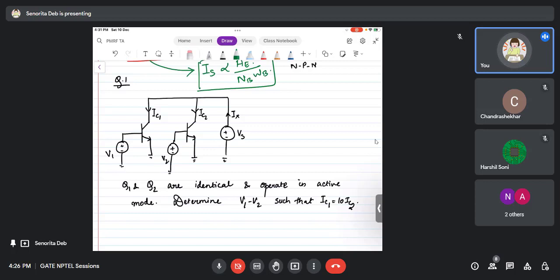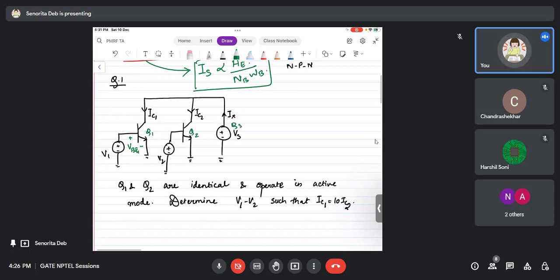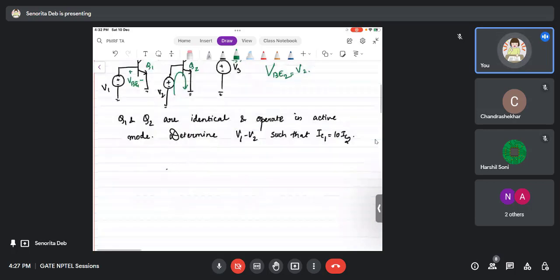Okay. So now you see what V1 is. V1 is nothing but VBE1, right? If this is transistor Q1, this is Q2, and this is, let's say, QX, Q3. Now VBE1 is nothing but V1 and VBE2 is nothing but V2, right? This is nothing but a KVL here. I hope this is clear.